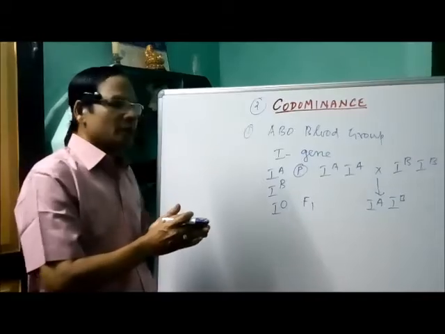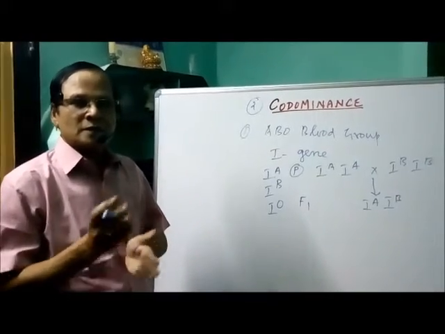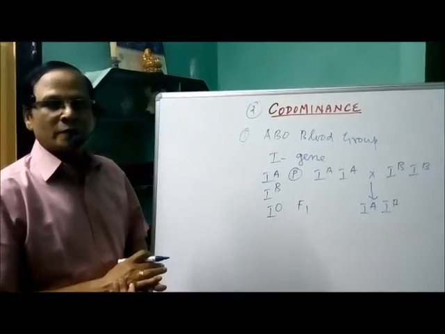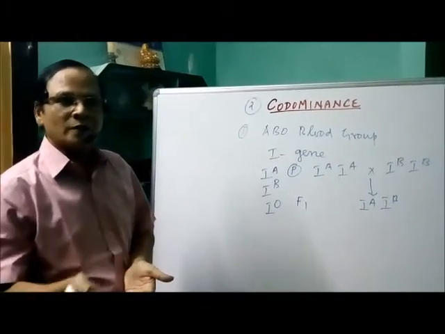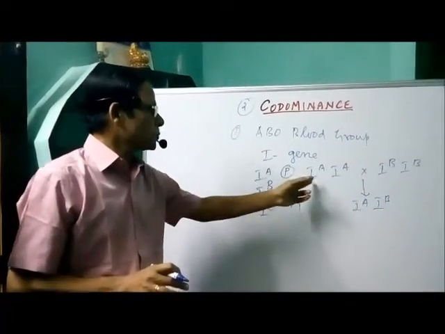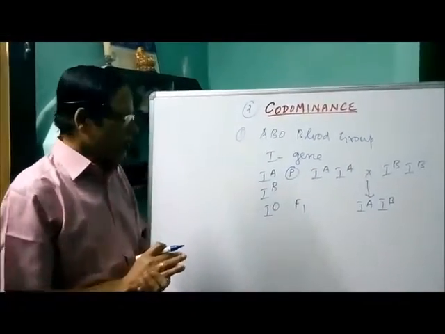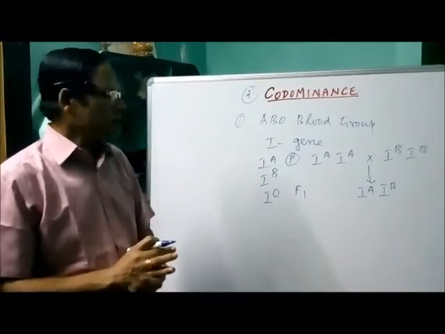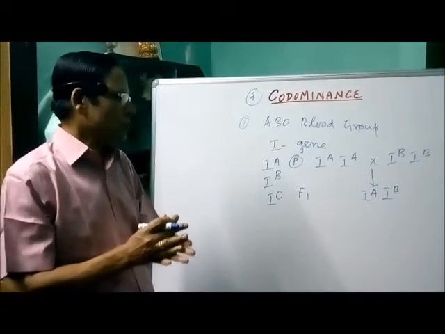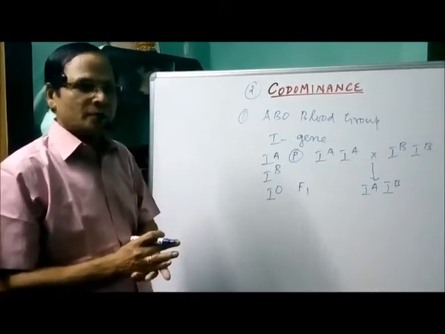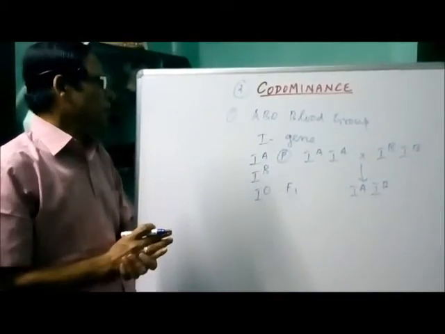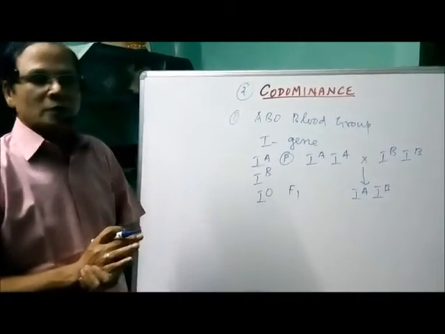In the case of dominance, the F1 resembles one of the parents. In incomplete dominance, the F1 resembles something in between the parents. But in codominance, the F1 resembles both the parents, having both antigen A and B. Both the characters are expressed equally. There is no blending; both are present simultaneously. So this is one example, the ABO blood group.